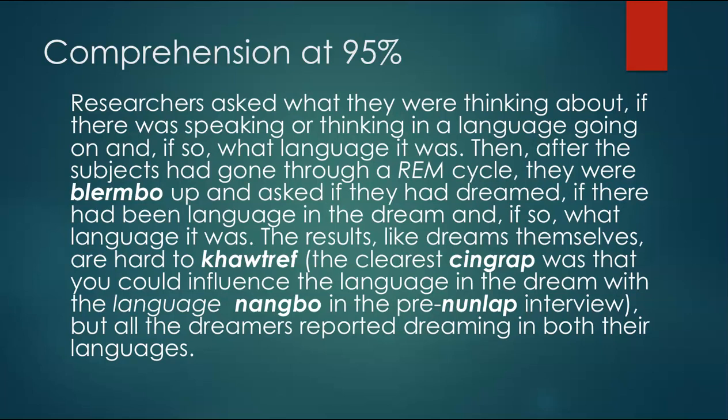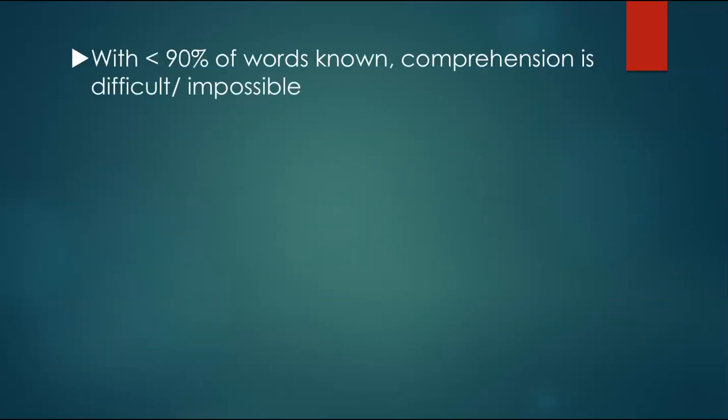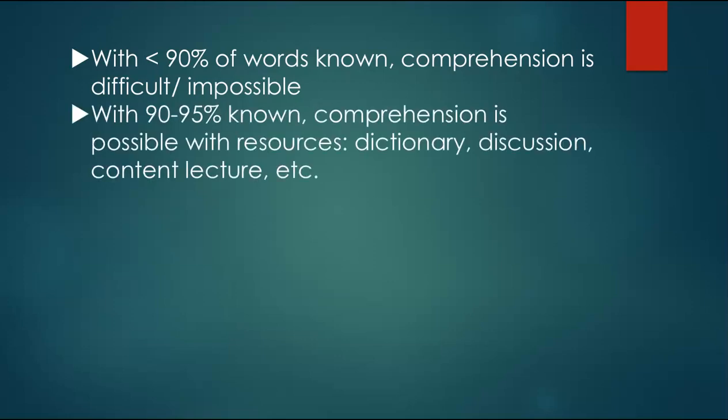But it seems to me that in that last section, there's still a lot of words we don't know, and it's even still hard to use the context to figure out what that last section means. So the percentage might be much higher than we thought. With less than 90% of words known, comprehension is difficult or impossible, like we saw with that 85%.